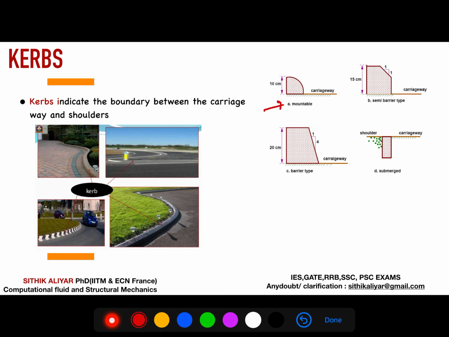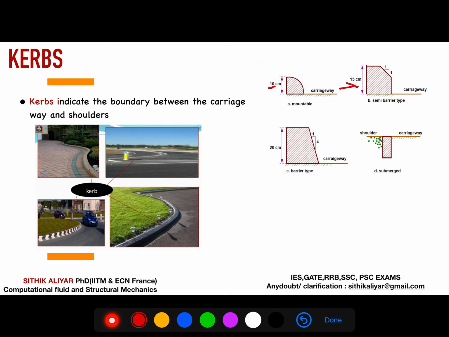One is mountable curbs. Mountable curbs means, consider there is a vehicle; if there is any problem, this vehicle can mount and stay here. So it is easily mountable. That's why the name came, mountable curbs. And its height should be approximately 10 centimeters.